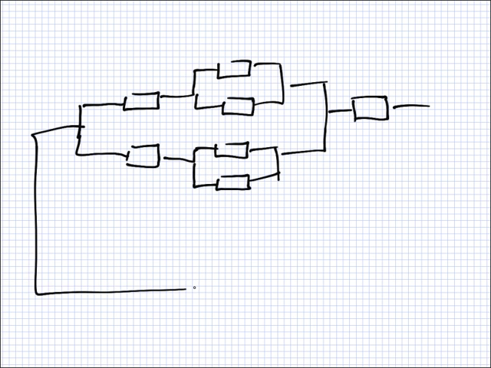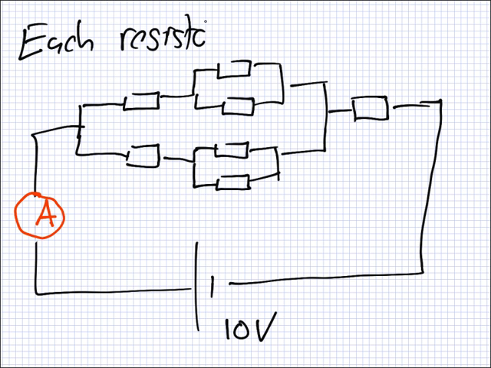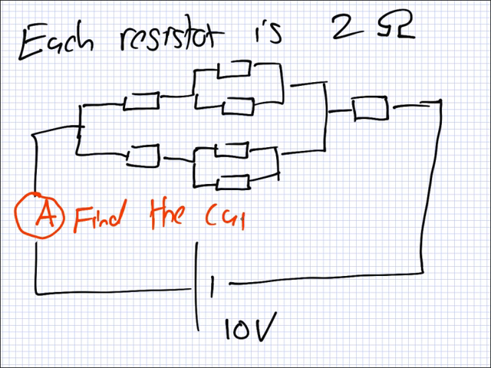Yeah, now we're talking. Okay, we'll make this 10 volts. And what I'm going to do is I'm going to put an ammeter here. And you know what? I'll make your life a little easier. I'll make all these resistors the same. So I'll say each resistor is 2 ohms. And my question is, find the current I on this one. Okay?